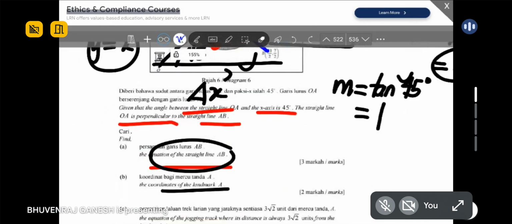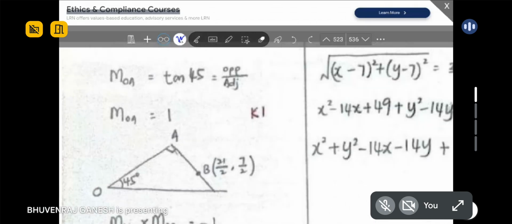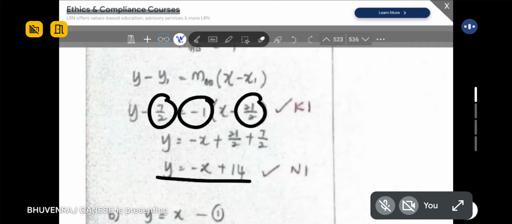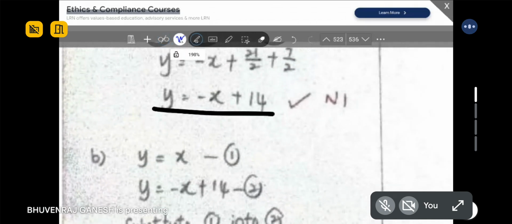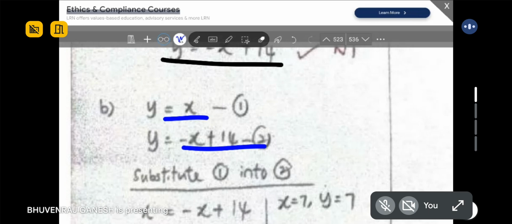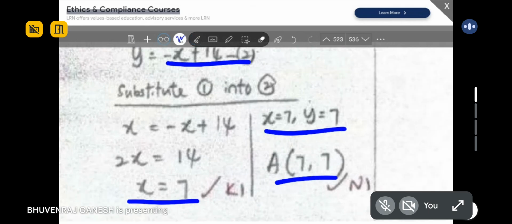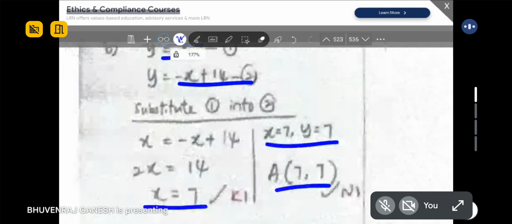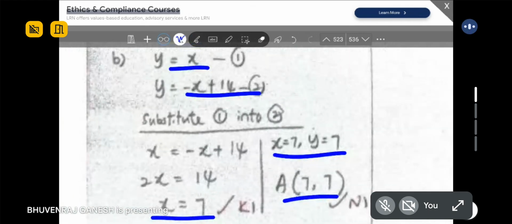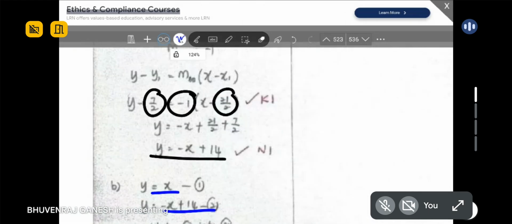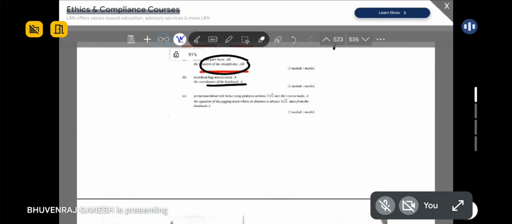Persamaan serentak. Okay, so means that the equation just now that you get, you equal it to x. These two equation equal to each other. Samakan. Okay, so you will get the x value is 7. You substitute back inside, you get the y value. So the answer is 7, 7. Understand? Jelas? Very straightforward lah. This one. Okay, just point of intersection.